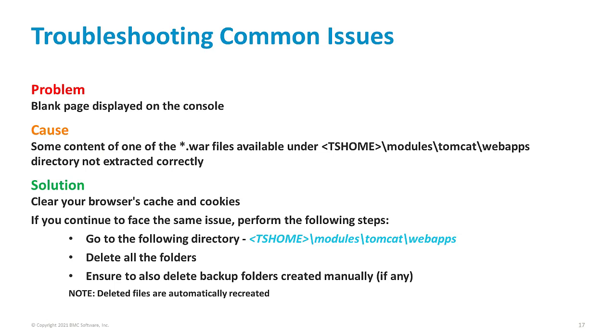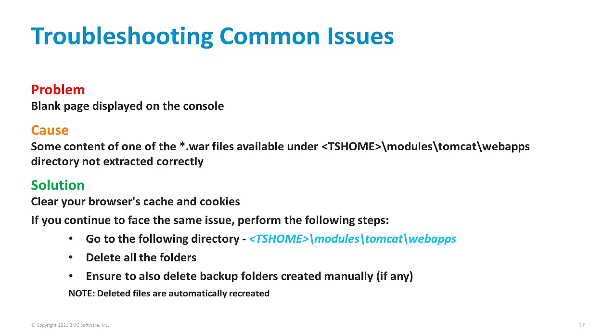Sometimes when you upgrade from an older version of TSPS or apply a fix pack, you might see a blank screen when you log into the TrueSight console. This problem mainly occurs when one or more WAR files available under the TrueSight Home Modules Tomcat webapps directory are not extracted correctly. As a first step, you can try clearing your browser cache and cookies, access the console and see if that works, or try accessing the TSPS console from browser incognito mode.